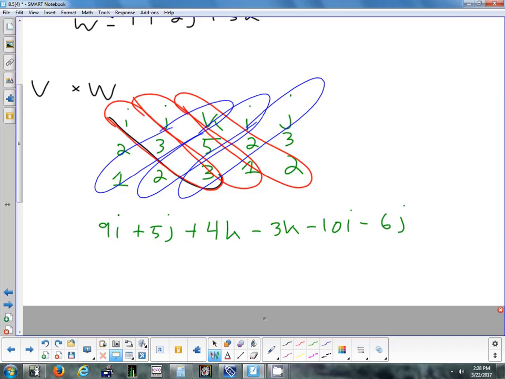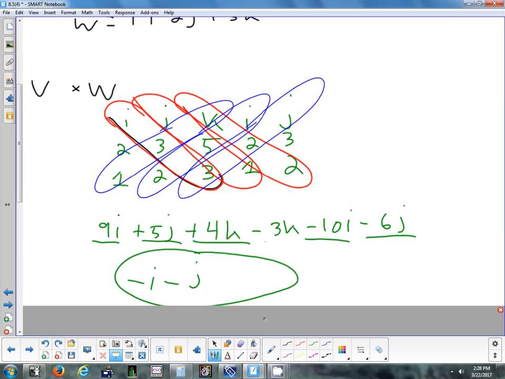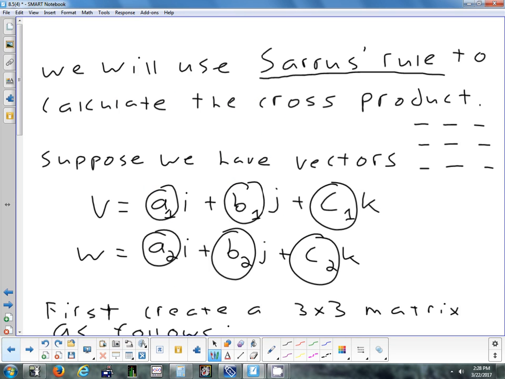Okay, so now we're going to look. What's 9i minus 10i? Negative i. What's 5j minus 6j? Negative j. And what's 4k take away 3k? Plus k. What kind of answer is that? That's a vector. So I just answered this question.